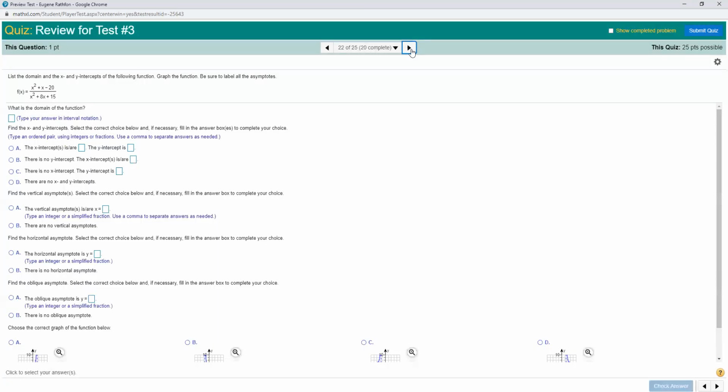All right, 22, I took it off the test, but I will work it. x squared plus, that looks like an 8x plus 15. All right, so they want domain, x and y intercepts, vertical asymptote, horizontal asymptote, oblique, there'll be none. And then graph it. Okay, so let's see if I can actually share my screen this time.